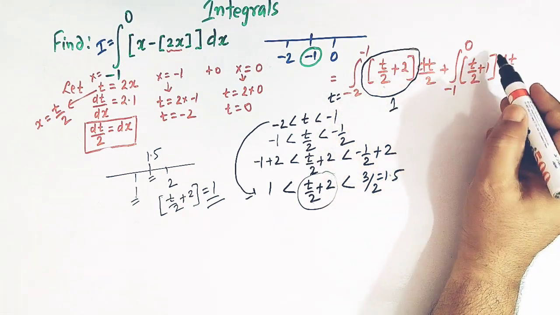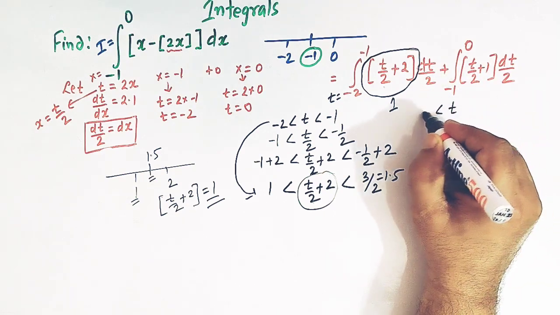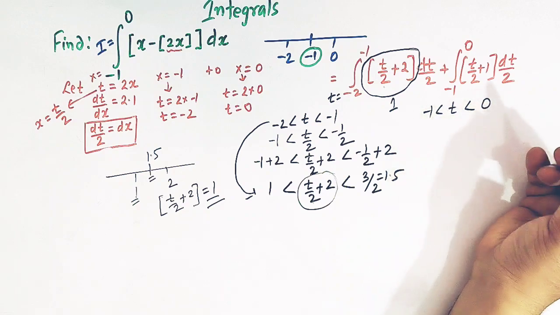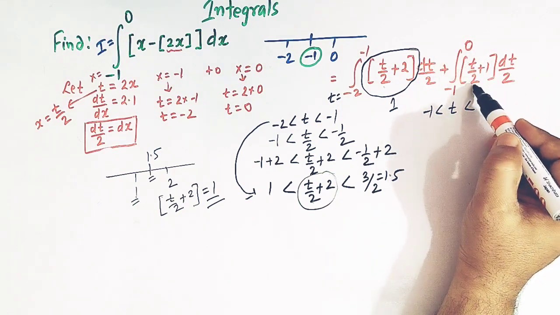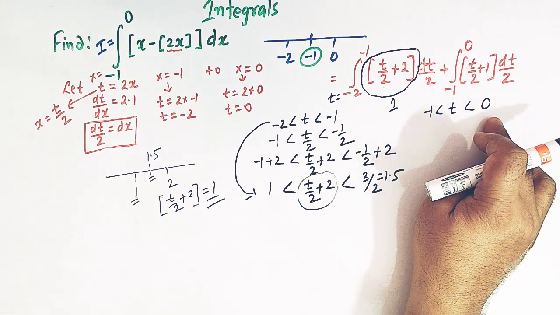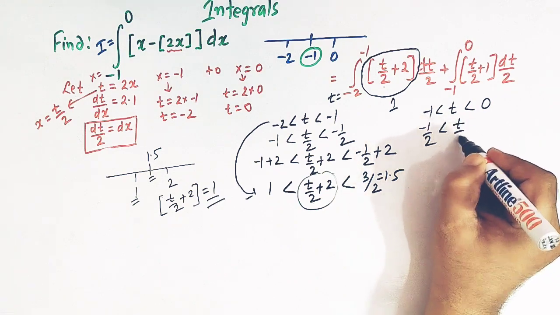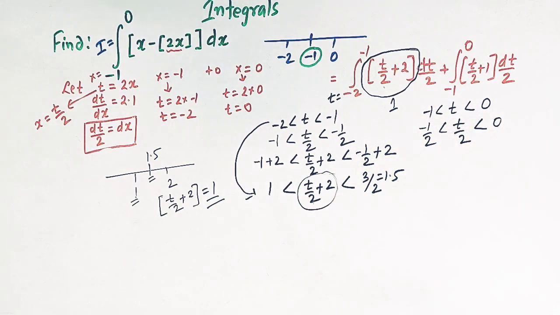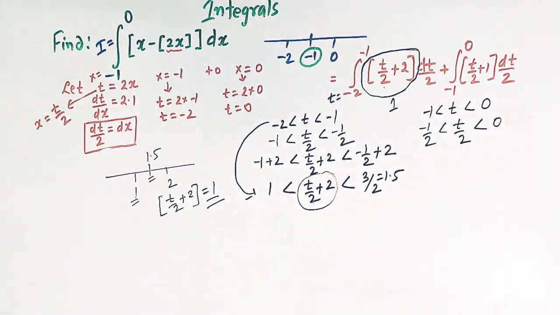Okay, now let us take this one. Now see, here we have t greater than -1 and less than 0, and here we wish to get t over 2 plus 1. So what we will do, we'll divide throughout by 2. So we have minus half, then we have t over 2, and here we have 0, because 0 divided by 2 is equal to 0.